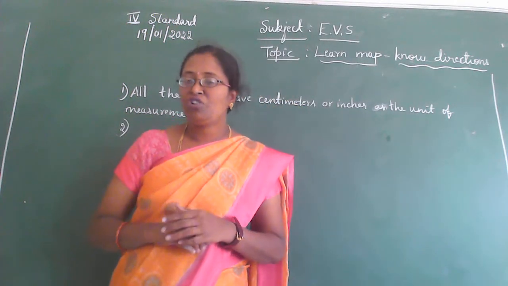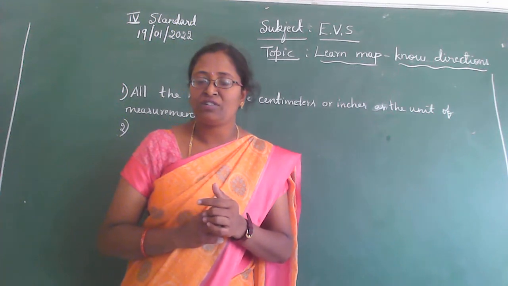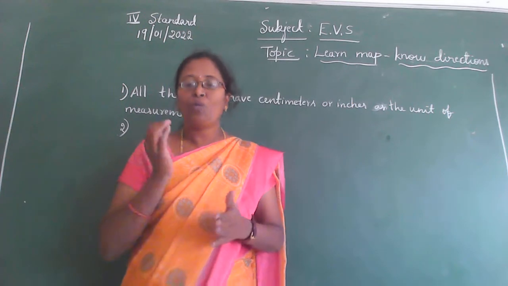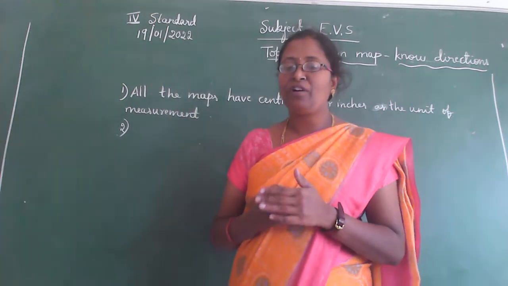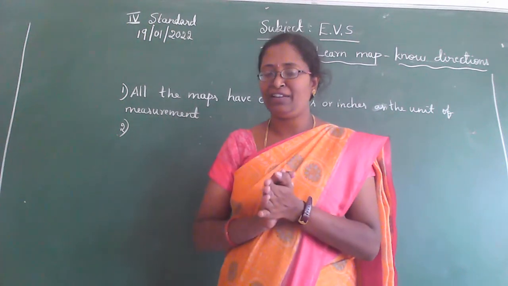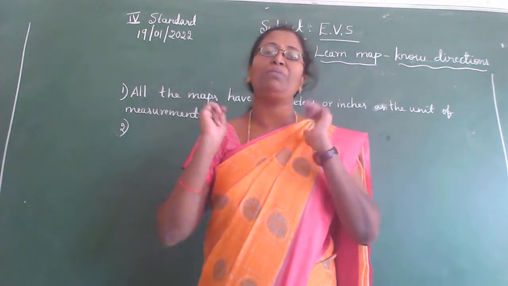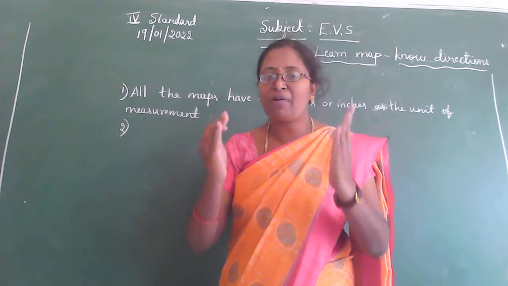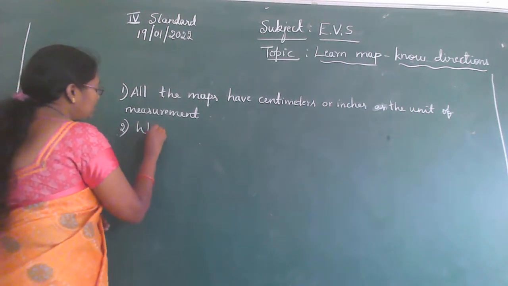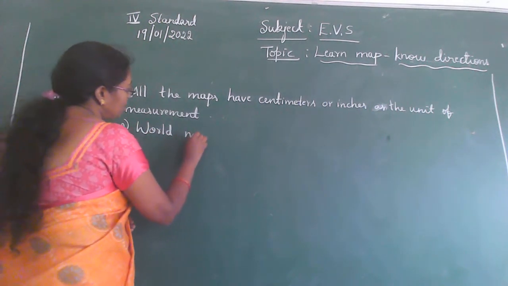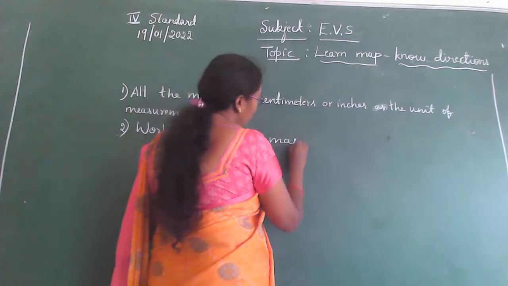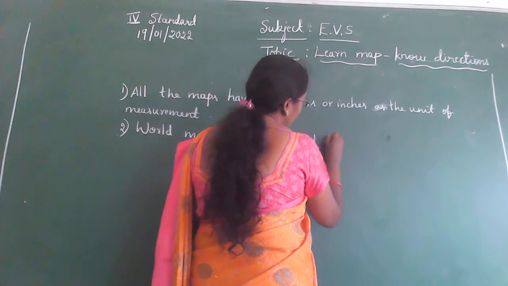Do you know about the world map, children? That is the map of our earth. The world map is the map of the earth. The map of our whole world is the map of the earth. World map is the map of our earth.